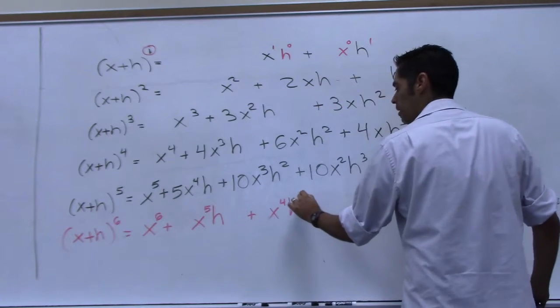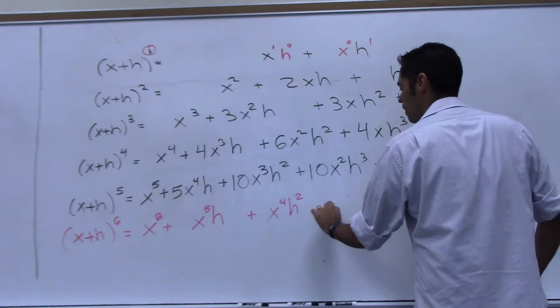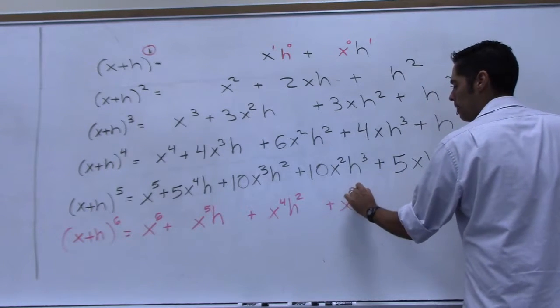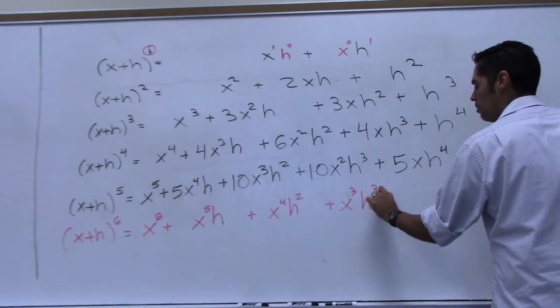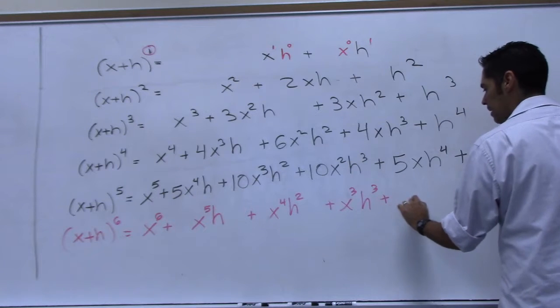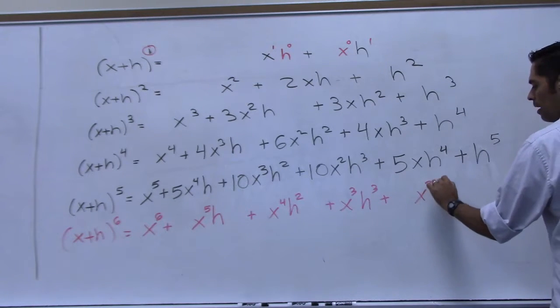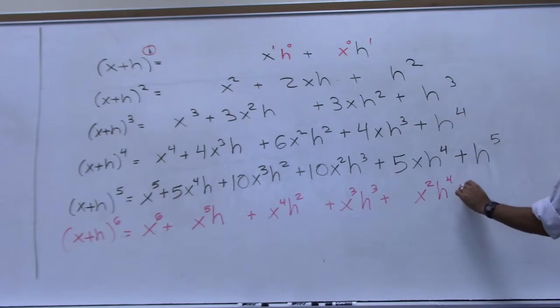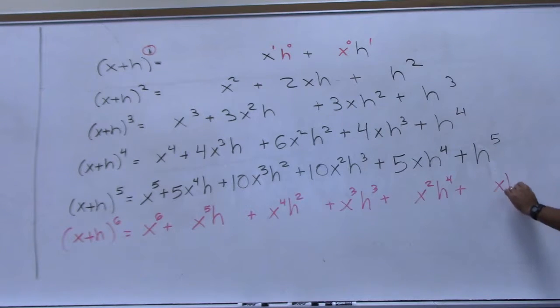h squared. The next one would be x to the third h cubed. And then the next one would be x squared h to the fourth. And then the next one, x h to the fifth. And then finally, h to the sixth. Do you all see that? All you have to do now is figure out what the numbers are.